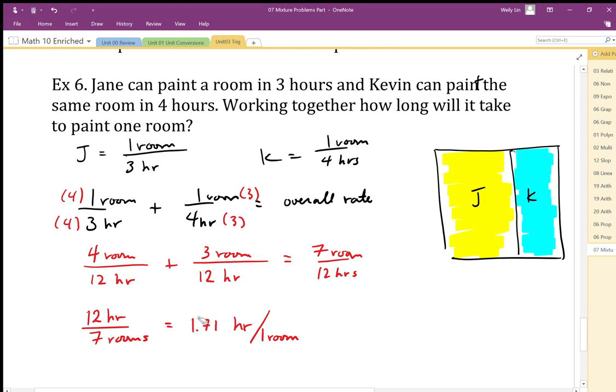Okay, and this is the rate at which we can do per room. We solved it instead of hours per room, we solved it as rooms per hour. But as long as we keep track of the units, we can just flip that rate around and get the overall rate.